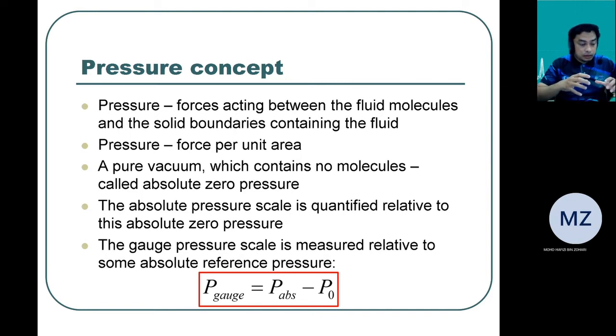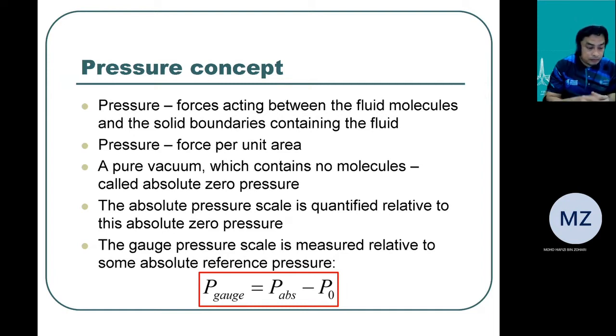All right, so absolute pressure is, if we refer to the previous slide, we have gauge pressure, we have absolute pressure, we have atmospheric pressure. So three things. If we relate these three pressures, as mentioned in the slide, P gauge is equal to P absolute minus P naught, where P naught is the atmospheric pressure.